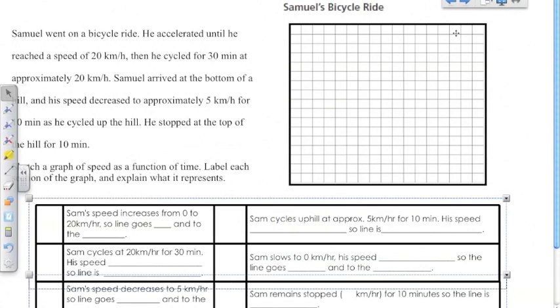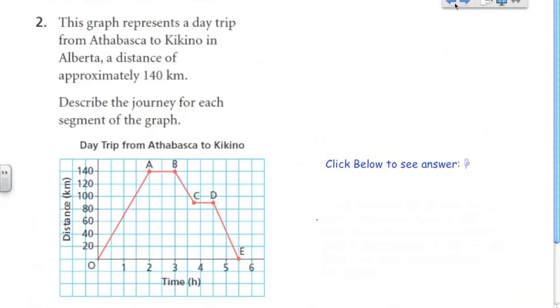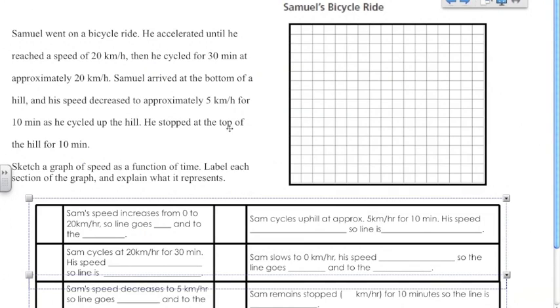Alright, so our final step here is to draw a graph. Now we're going to sketch a graph if they've given us the description of what's going on. So we're actually doing the opposite of what we've done up here. Here we looked at a graph and gave a description. Now we're given a description and we're asked to draw the graph. So let's see here. Samuel went on a bicycle ride. He accelerated until he reached a speed of 20 kilometers per hour.